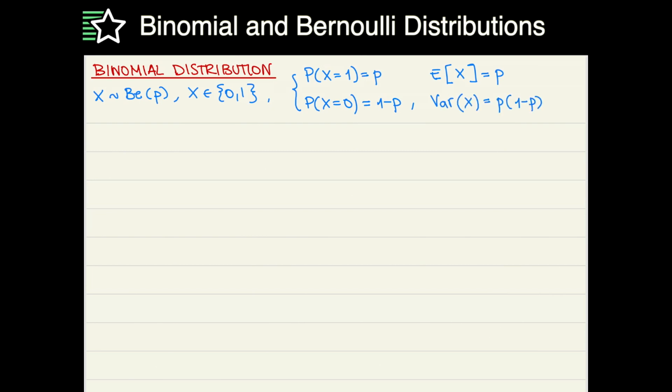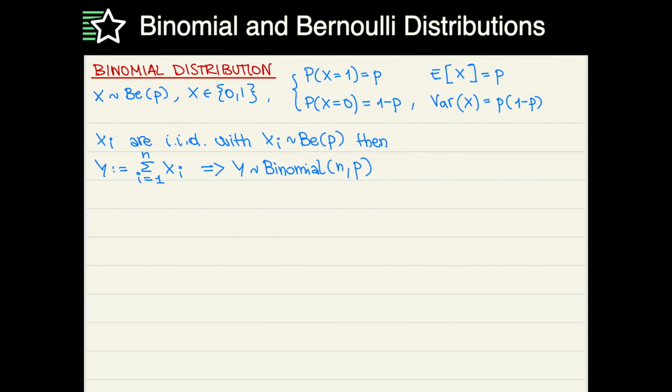Let's assume we have n random variables xi, which are IID, with Bernoulli distribution. IID means independent and identically distributed. Therefore, all these random variables have the same distribution, which is Bernoulli and with the same parameter p, and they're independent between each other. If we define y as the sum of all these Bernoulli random variables, then y is distributed according to a binomial distribution with parameters n and p.